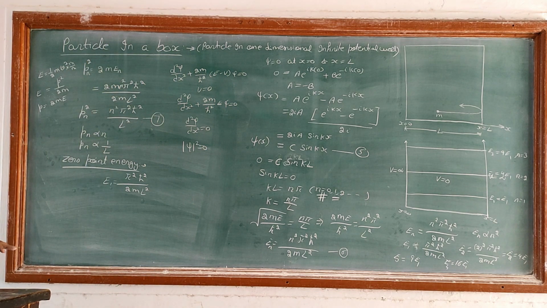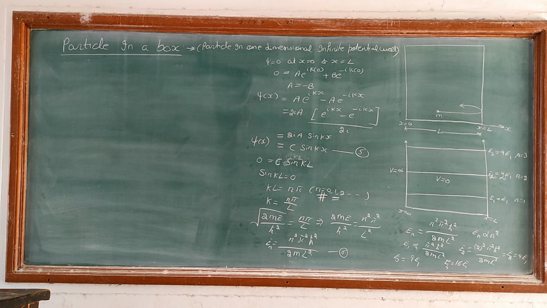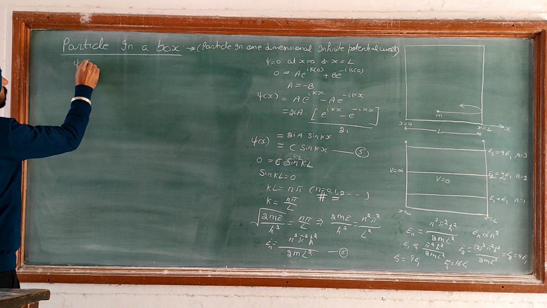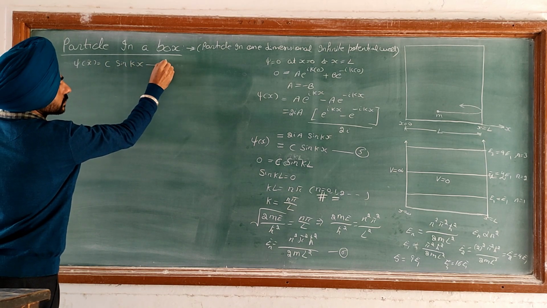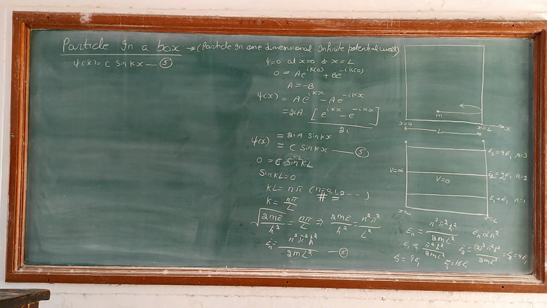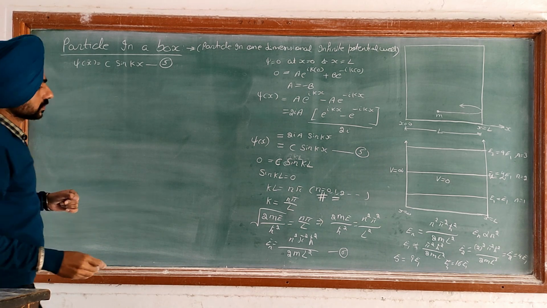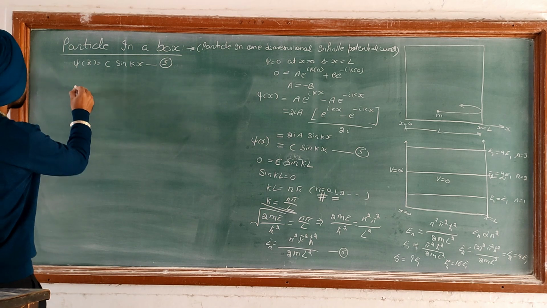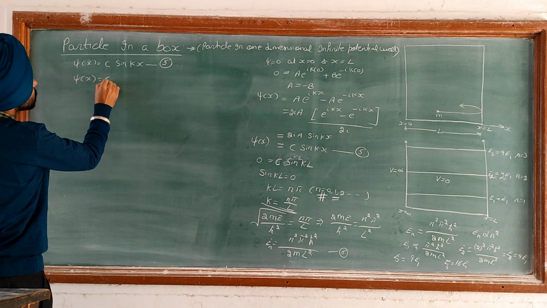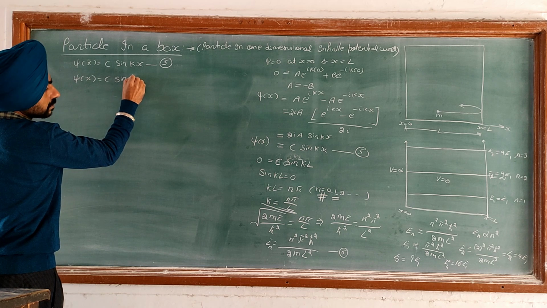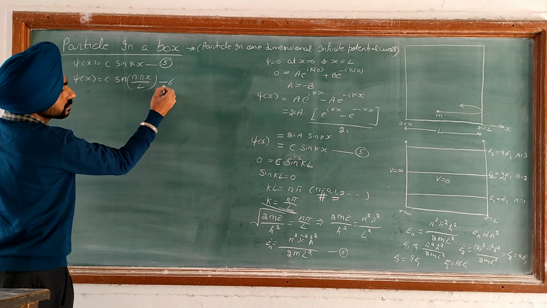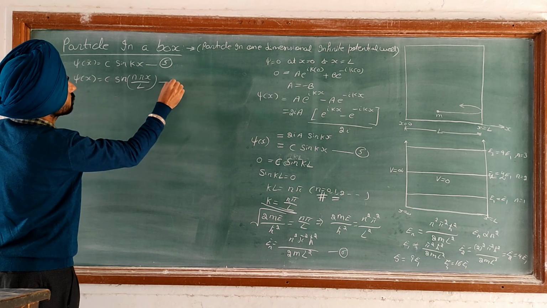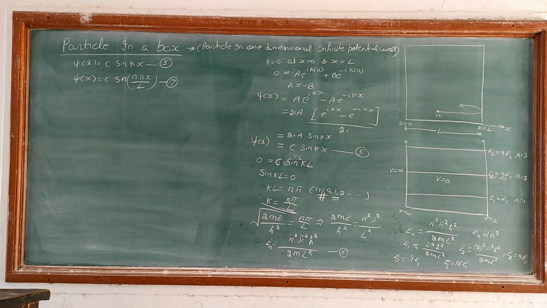Now we will find out the wave function. We know that from equation 5, psi x is equal to c sine kx. I have read it again. So we know k is n pi upon L. So I will substitute the value of k. So it will be psi x is equal to c sine n pi x upon L. This is equation number 7. This is now psi x.